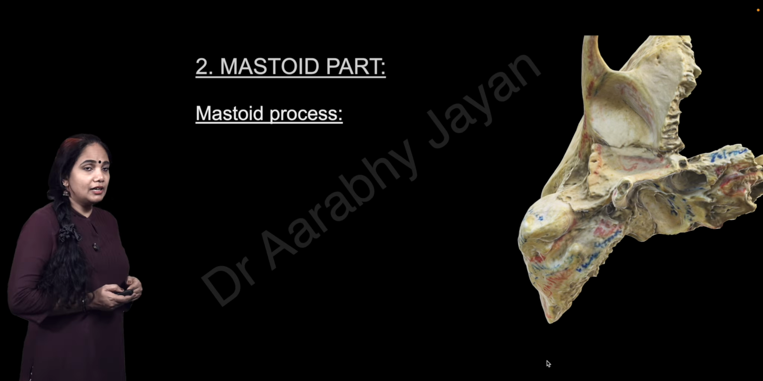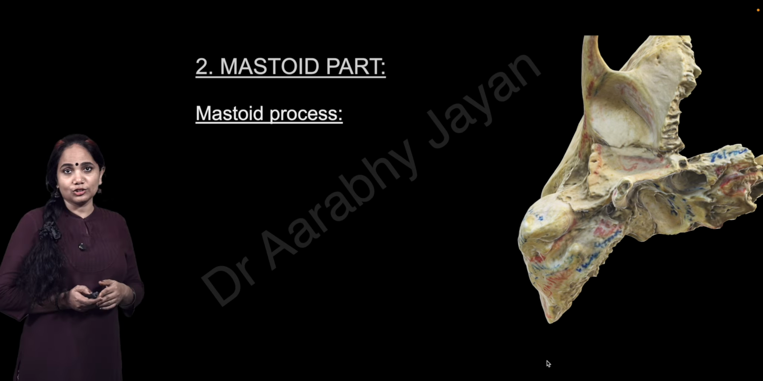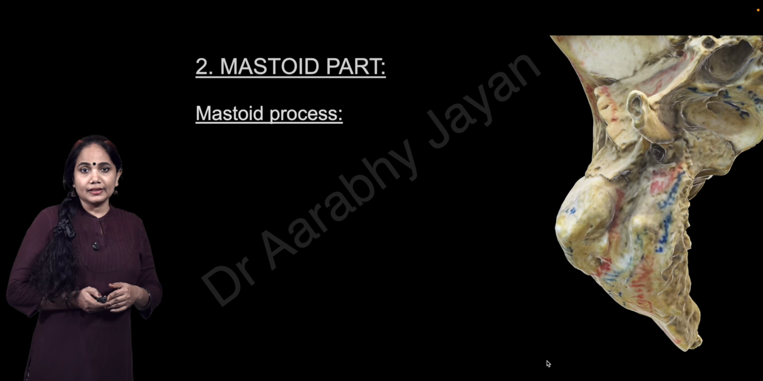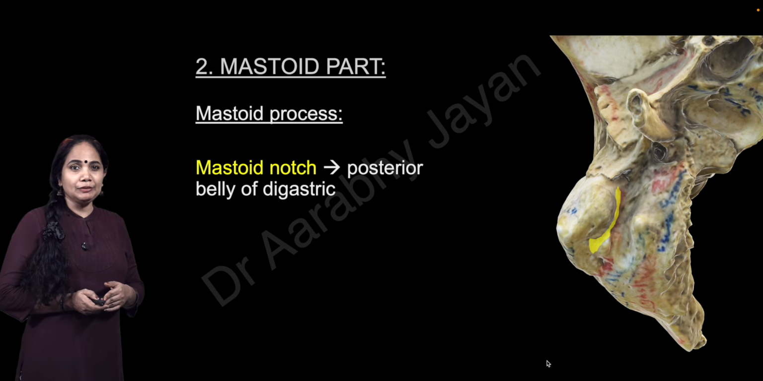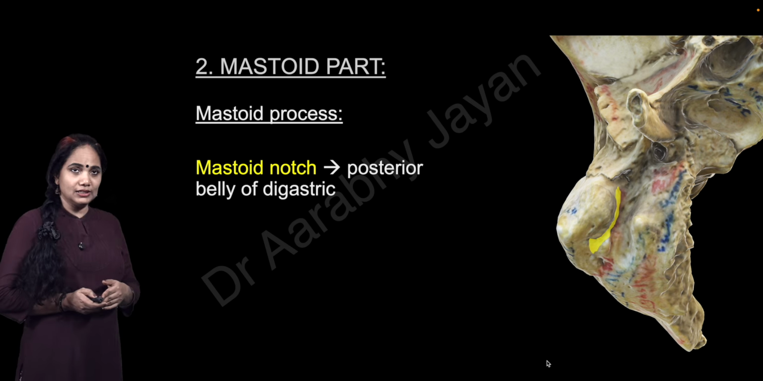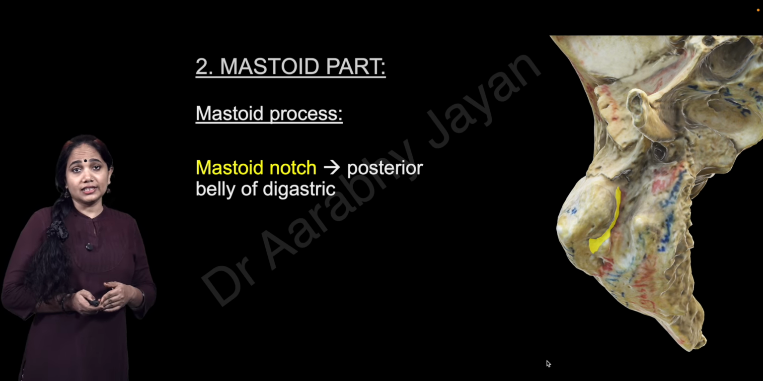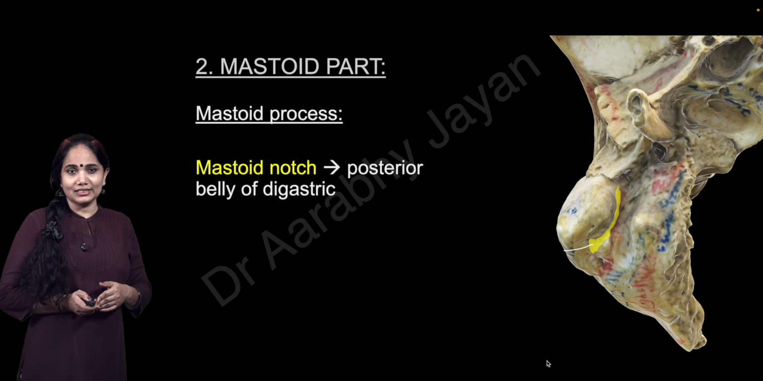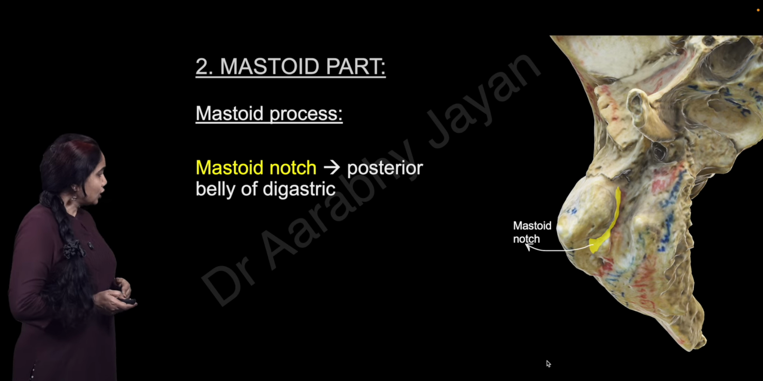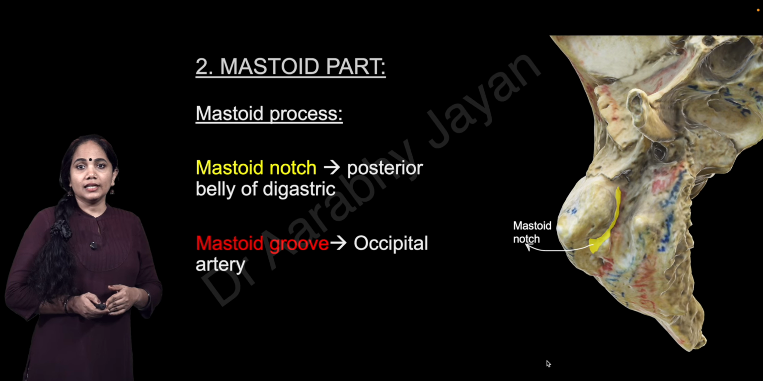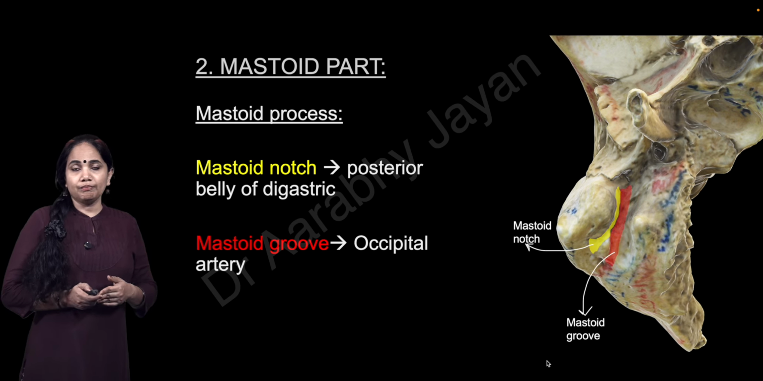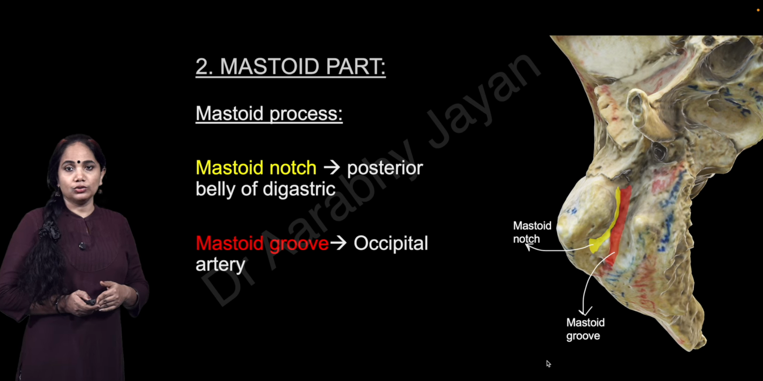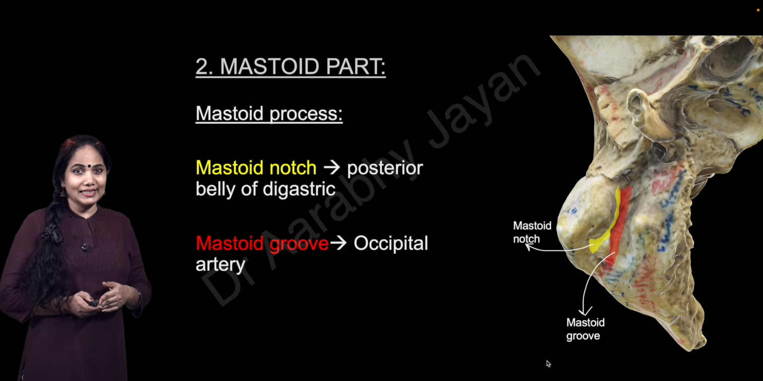There are two landmarks to be seen on the inside of the mastoid process: a groove and a notch. The mastoid notch lies immediately inside the mastoid process, and that gives attachment to the posterior belly of the digastric. Here we have the mastoid notch, and then inner to that we have the mastoid groove, which gives path to the occipital artery. So those are the two landmarks that we see immediately medial to the mastoid process.